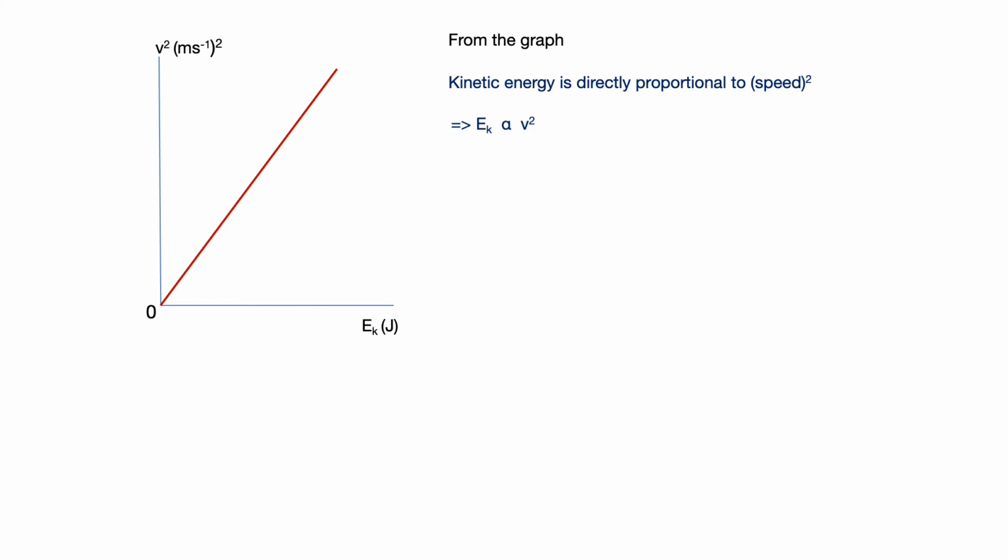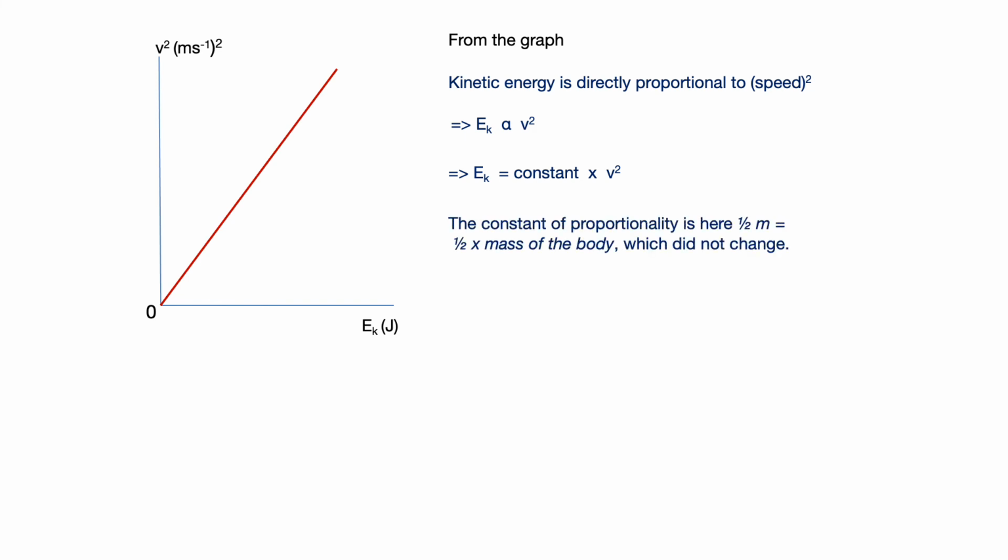Now mathematically, if one quantity is directly proportional to another, we can write it as an equation. And the equation is that EK then is a constant times v squared. That constant is the constant of proportionality. It's also the gradient of the line. But physically, what does it mean? Well, you can't tell what it means physically here unless you do an experiment.